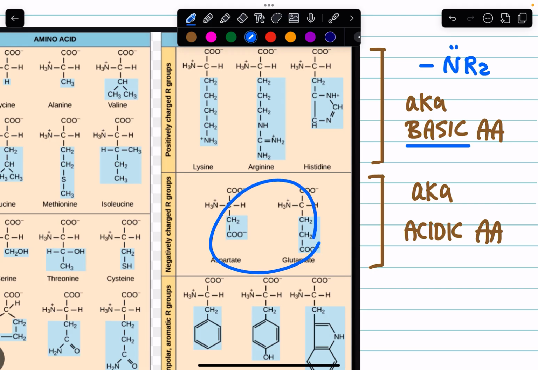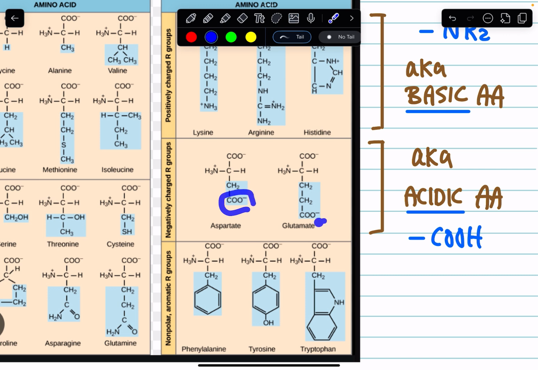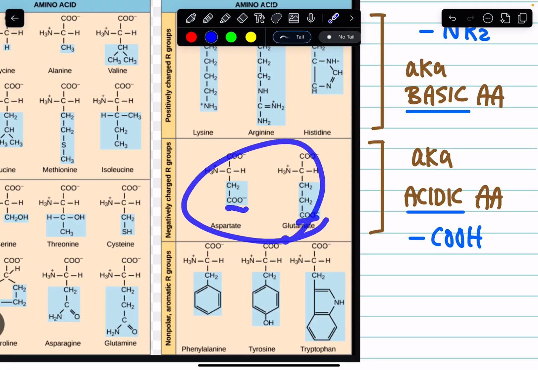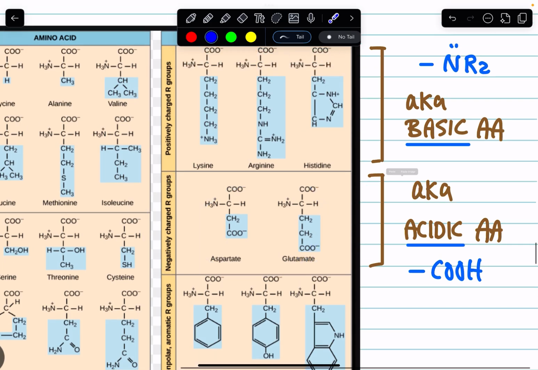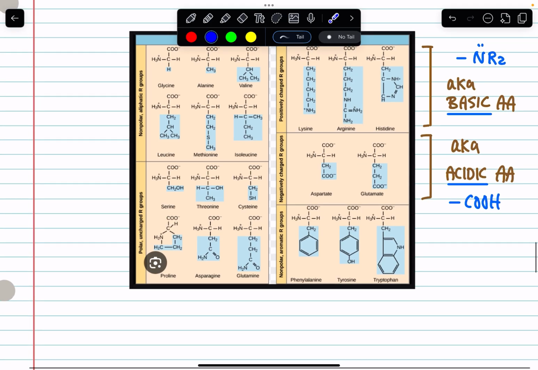If you look at these ones down here, you see that they mostly have carboxylic groups in their R groups, okay, which makes them acidic. So where am I talking about? I'm talking about this part and this part. So both aspartate and glutamate have carboxylic moieties, which makes both of these two what we call acidic or negatively charged amino acids, whereas these two are mostly nitrogen or nitrogenous or nitrogen based, right?